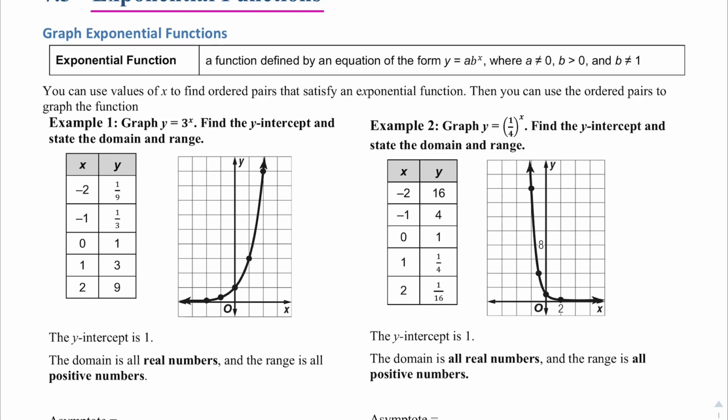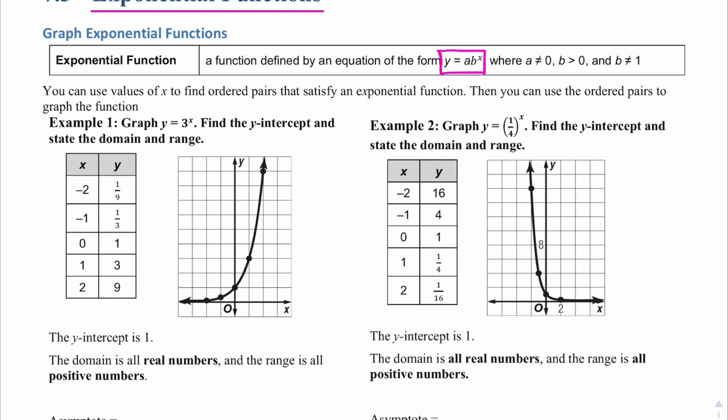So an exponential function has a specific form. And that form is y is equal to a times b to the power of x. Just like all the other graphs we've worked with that have had their own forms, linear, quadratic, this is no different. So this is the form that an exponential function graph will take.